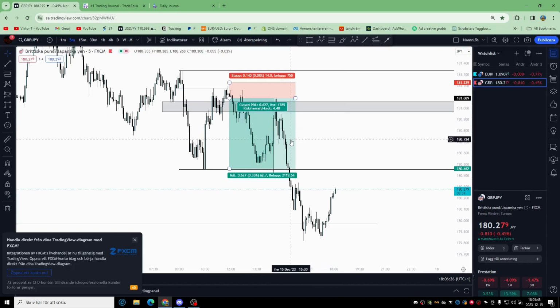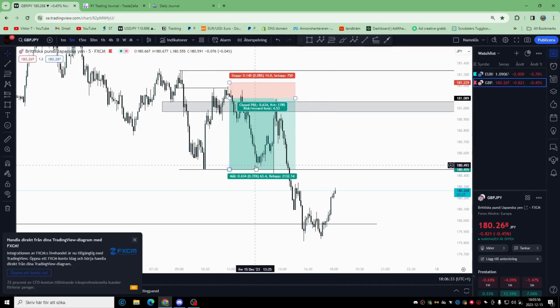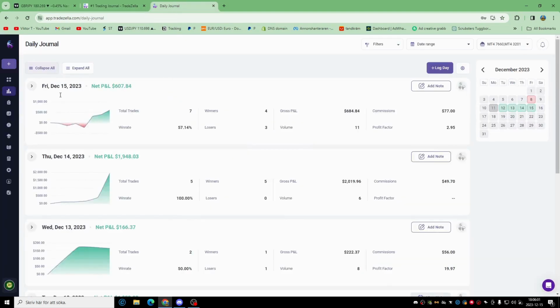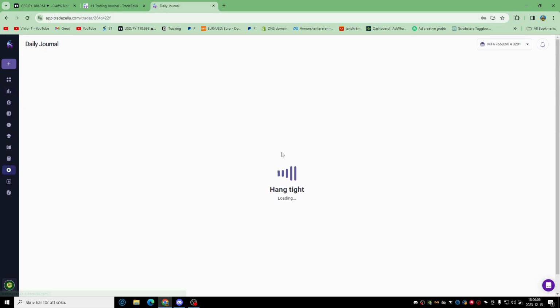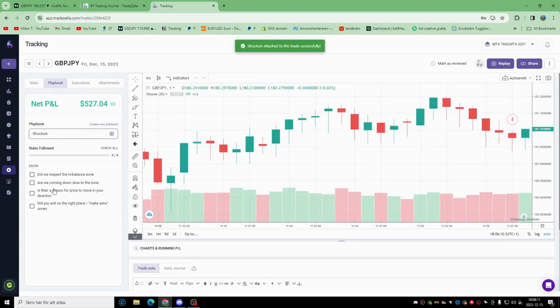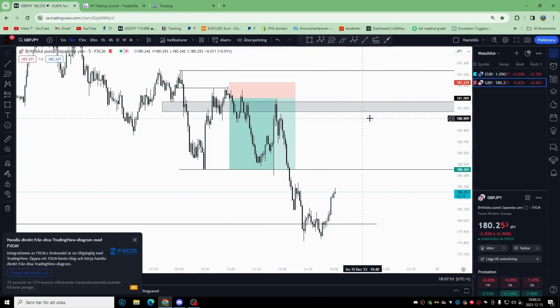The mistake I did today was I took out way too early. I was not waiting for the low here. I was waiting for price to get down to our low. I have a rule here in my playbook, structure: did you exit on the right place, make sense zones? No, I didn't. And I cannot do stuff like this because we need to trade like robots, no emotions.